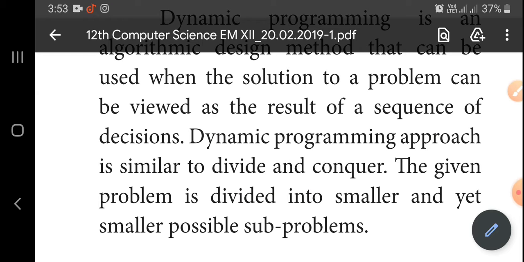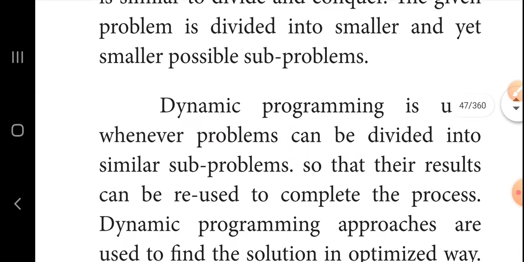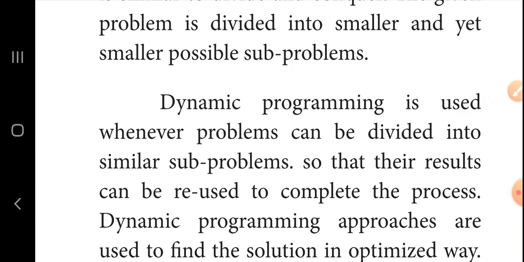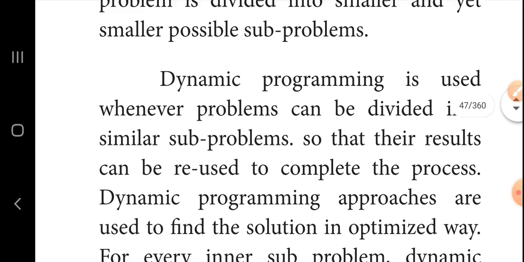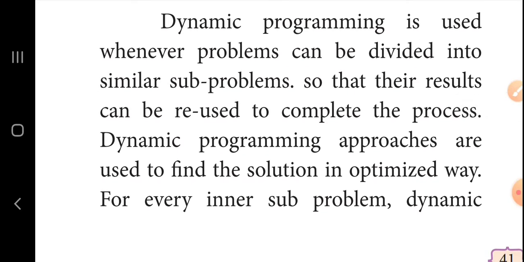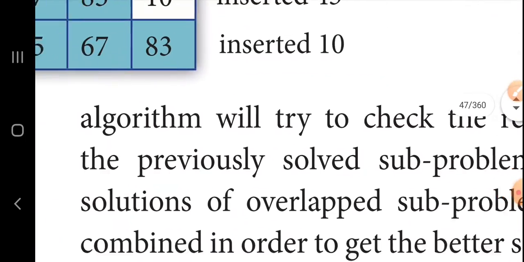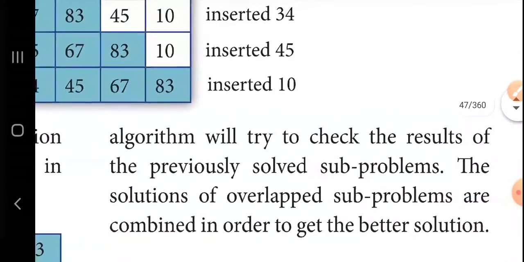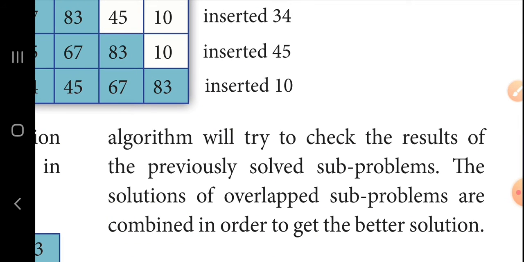Dynamic programming is used whenever problems can be divided into similar sub-problems, so that their results can be reused to complete the process. Dynamic programming approaches are used to find solutions in an optimized way. For every inner sub-problem, the dynamic programming algorithm will try to check the results of the previously solved subproblems. The solutions of overlapped subproblems are combined in order to get the better solution.